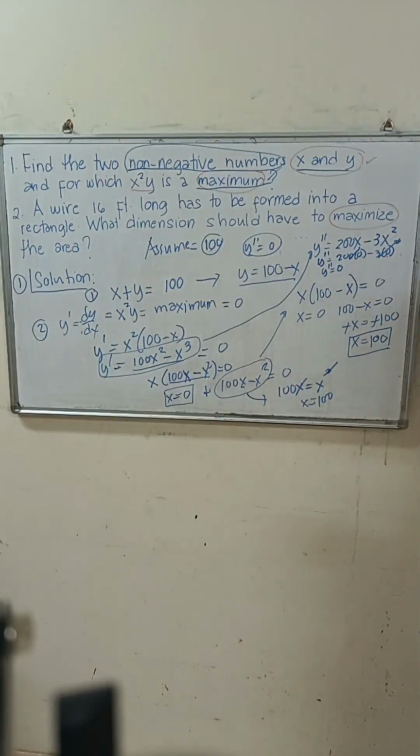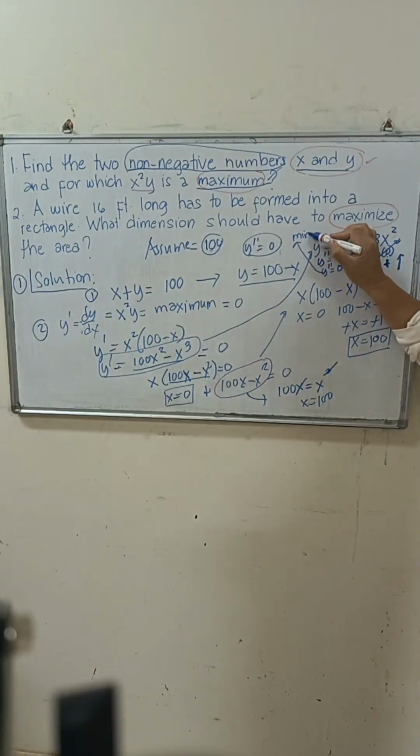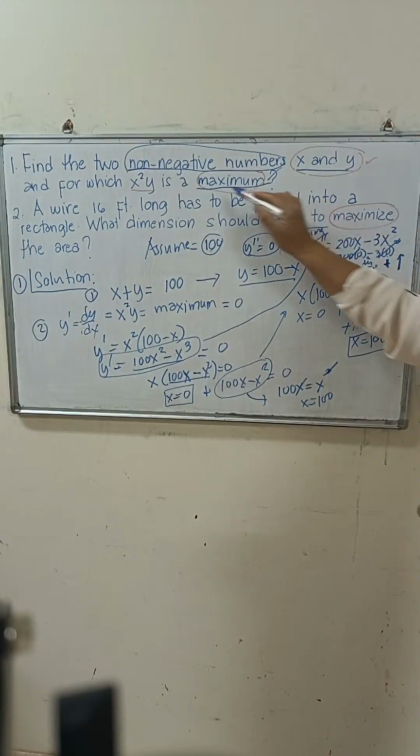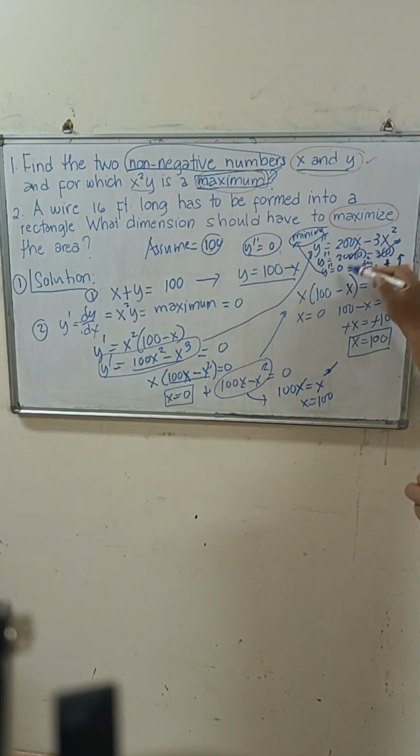So when x is 0, y double prime is equal to 0, meaning d squared y over dx squared equals 0. It's positive or going up. So if it's going up, is this a relative maxima or relative minima? This is minima. So meaning to say, this is not the answer because we want the maximum. So 0 is not your answer.